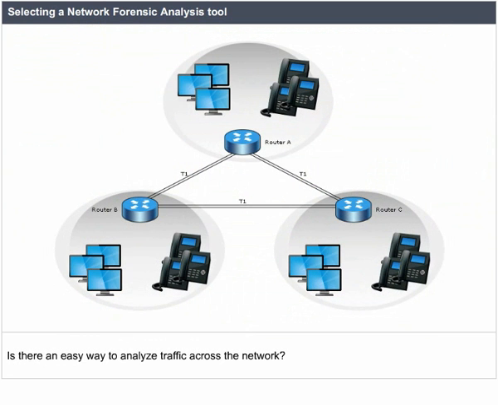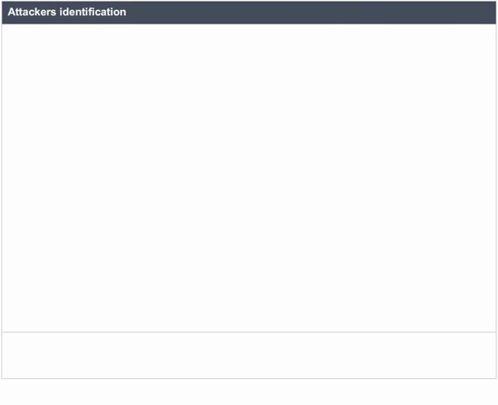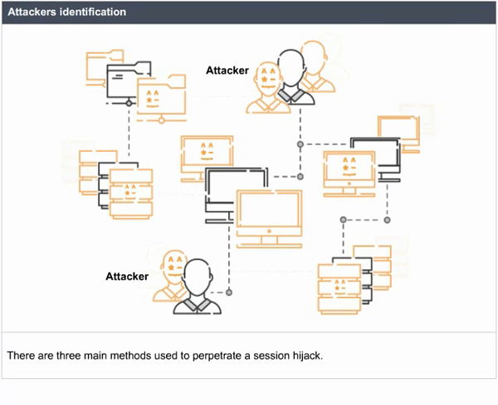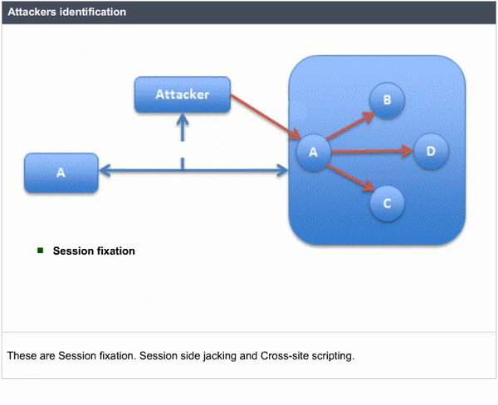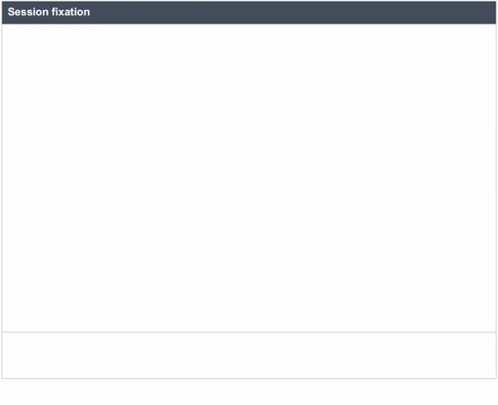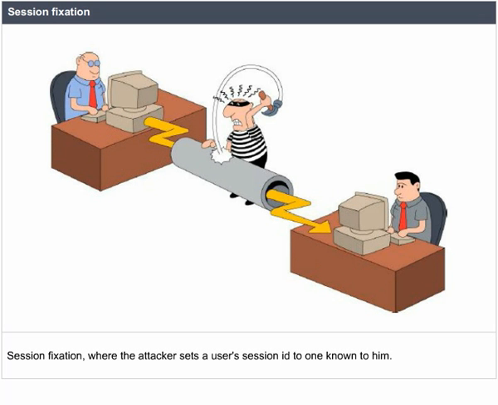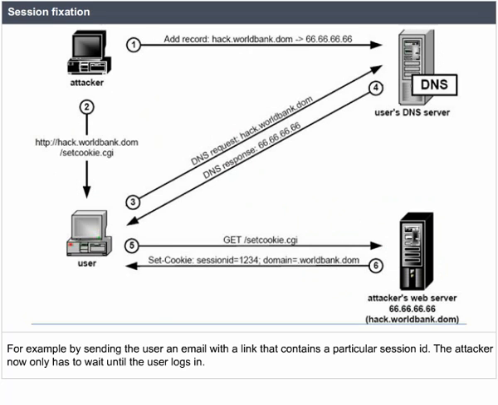Attacker's identification. There are three main methods used to perpetrate a session hijack. These are session fixation, session sidejacking, and cross-site scripting. Session fixation, where the attacker sets a user's session ID to one known to him. For example, by sending the user an email with a link that contains a particular session ID. The attacker now only has to wait until the user logs in.